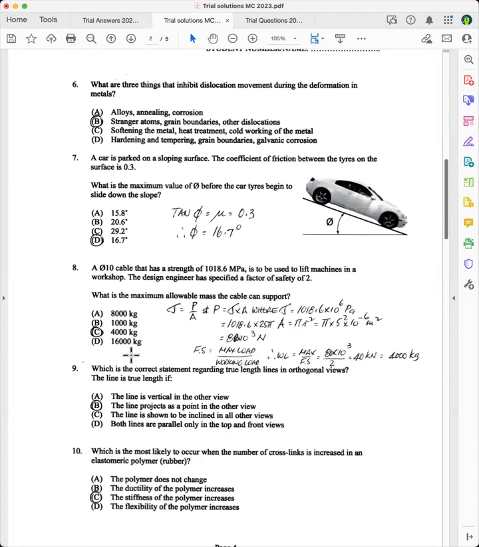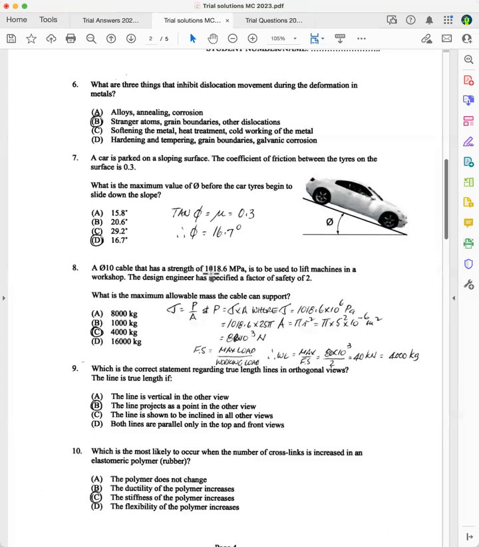The Phi 10 cable has a strength of 1018.6 megapascals. When you're given a value as accurate as that, you know that the answer is going to drop out fairly evenly like this without any decimal points. So that'll be a giveaway if you get the right answer.